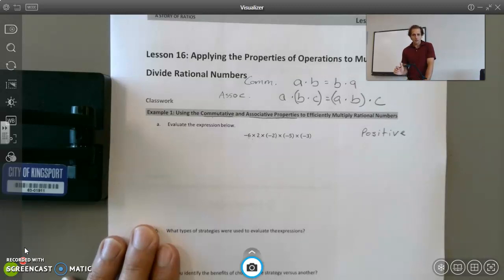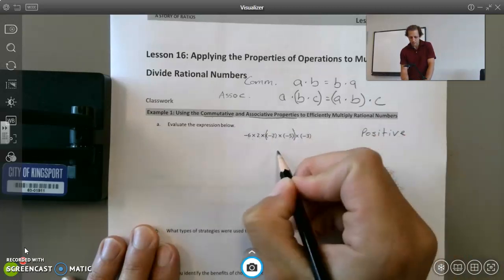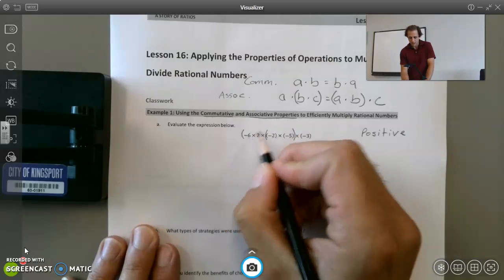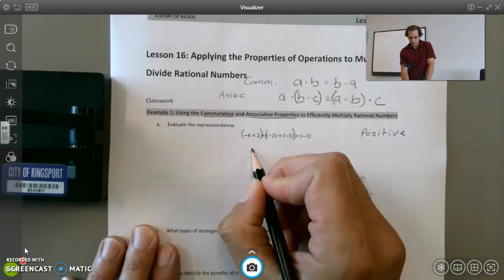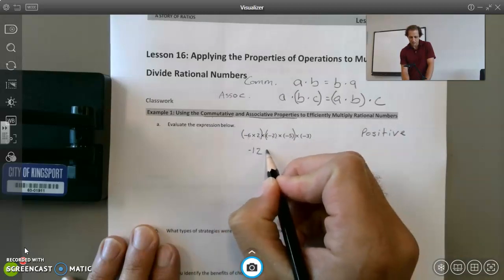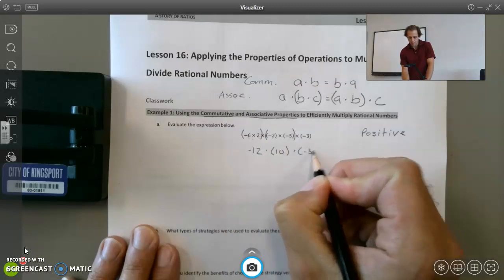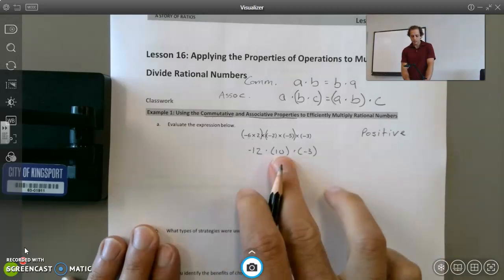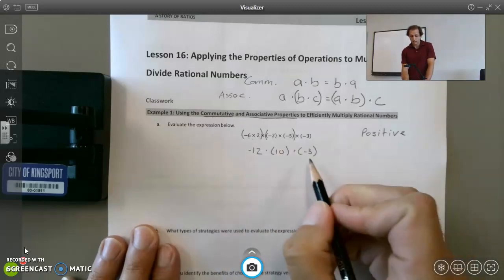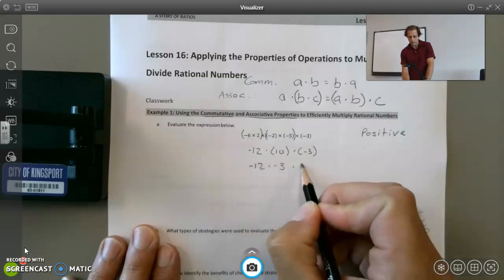But if we thought about this in the easiest way possible, we could say that I know 2 times 5 is going to be 10. And I know negative 6 times 2 is going to be, really, negative 12, and this is going to be 10 times negative 3. I would rather multiply everything together besides this 10 and do that at the end. So I'm going to move them around. Negative 12 times negative 3 times 10.